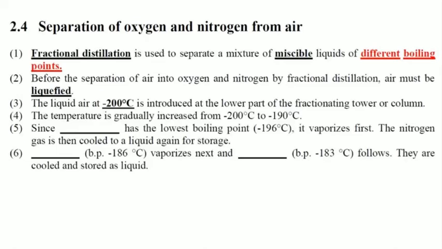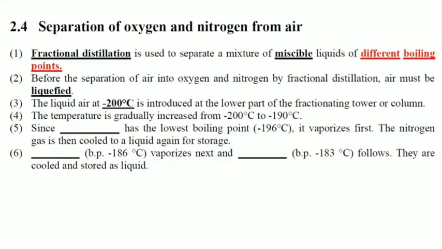Separation of oxygen and nitrogen from air. Because in air there are many useful chemicals, for example, nitrogen and oxygen. In order to use those chemicals, we can't use air directly because it is just a mixture. So in order to use the useful chemicals in air, we need to separate them into different components first.